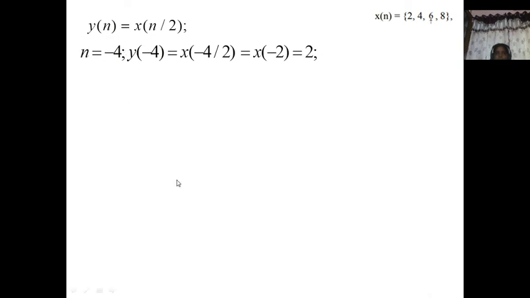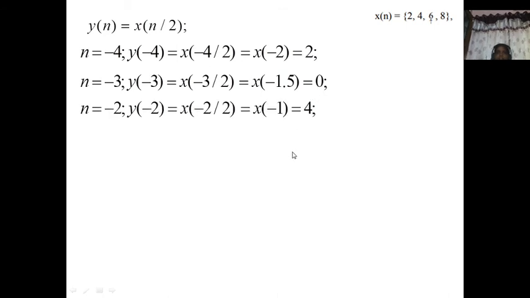Already we saw the same content. Suppose on the negative axis, what is going to happen? The same on the negative axis also. At n equal to minus 4, you have the x of minus 2 value. You are going to carry this. At n equal to minus 3, y of minus 3 equal to x of minus 1.5. At minus 1.5 we don't have a sample, so we have to carry 0 here. Similarly for this.